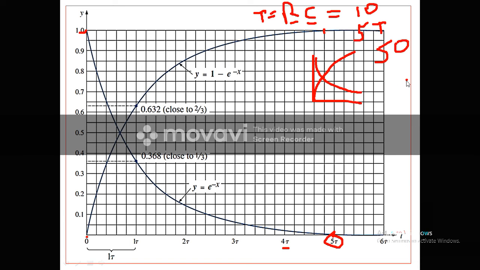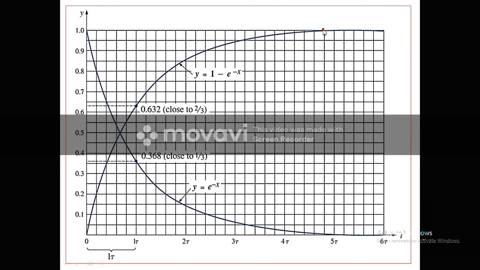Okay, and the unit for tau is actually the second. So it takes 50 seconds for this particular example to completely charge or completely discharge.